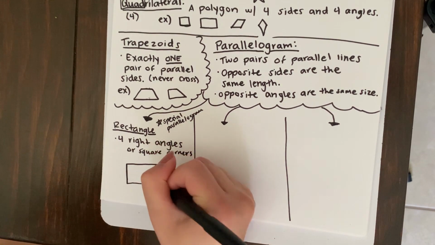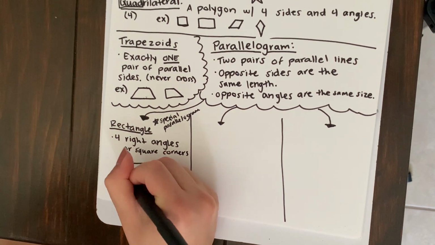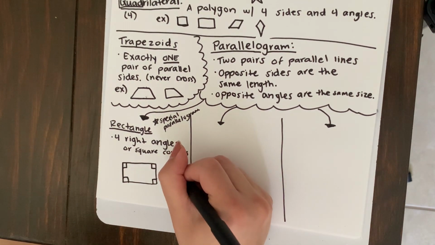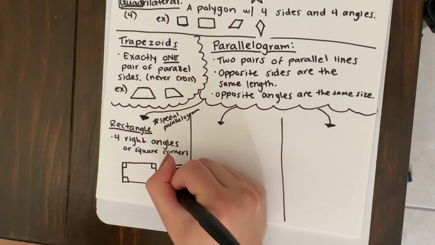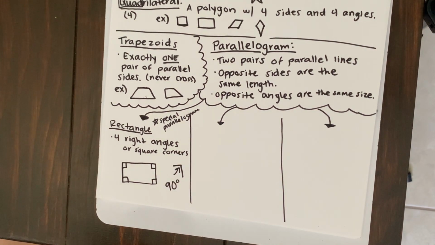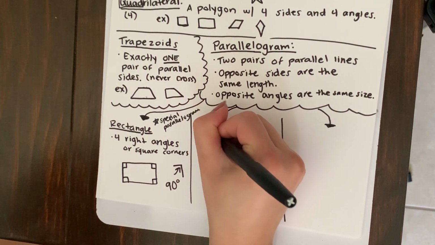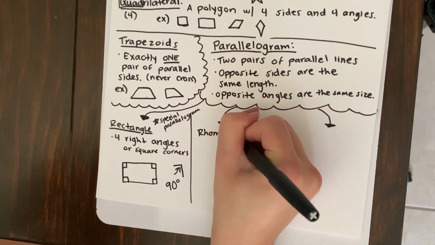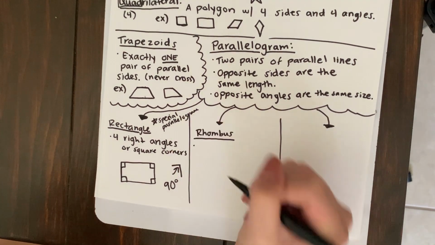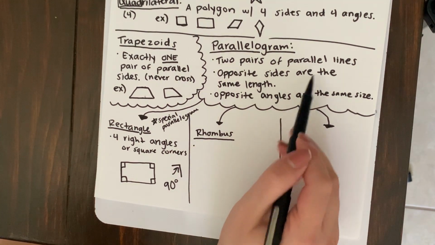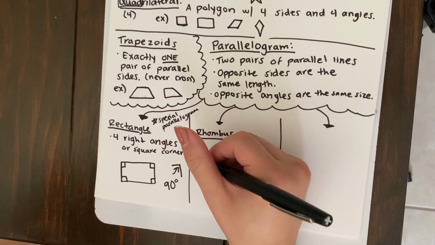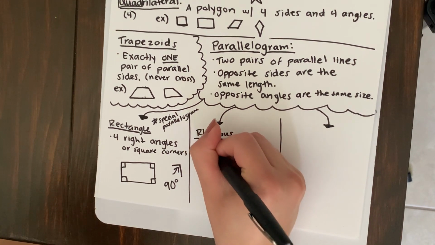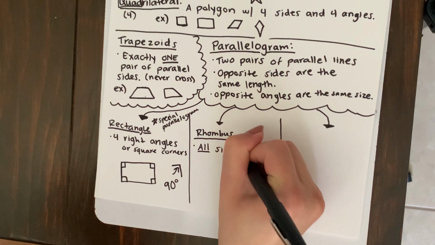So those are angles that look like this, okay? So they are exactly up and down. Those are right angles or square corners, 90 degrees, okay? So then we could also have a parallelogram that we could call a rhombus. And in order to be called a rhombus, a shape needs to have all of these things to be a parallelogram. And a rhombus also needs all sides the same length.